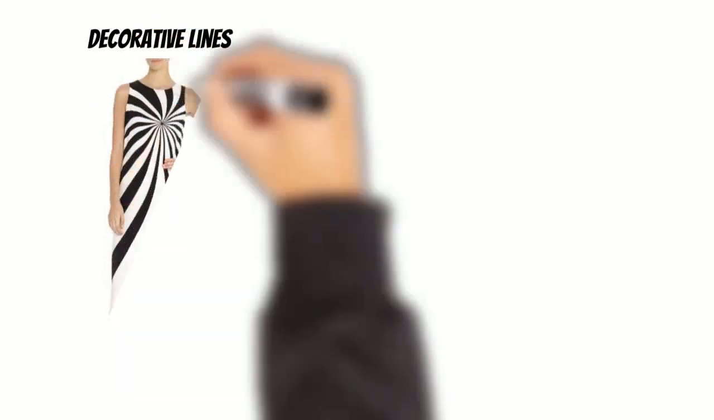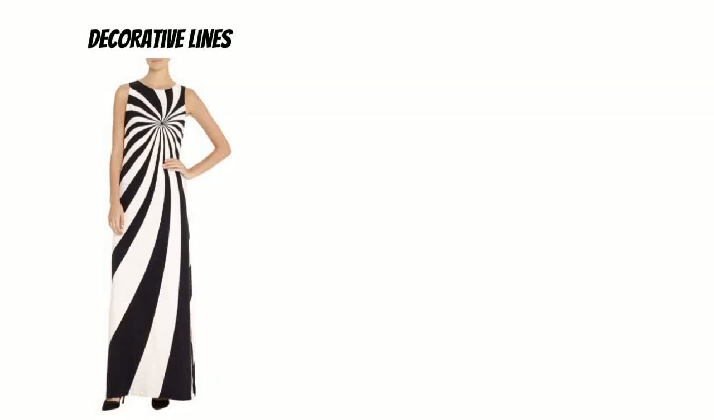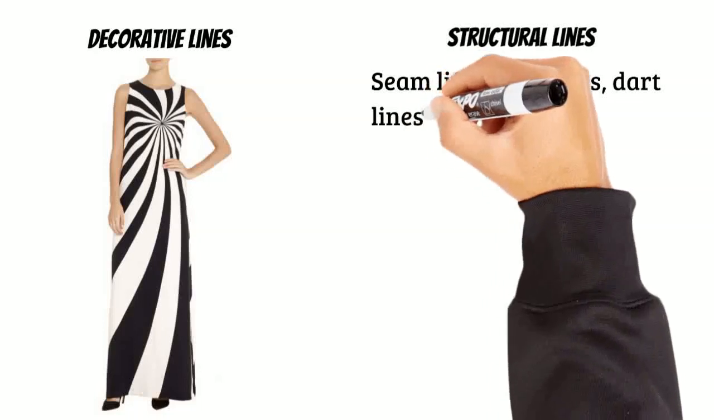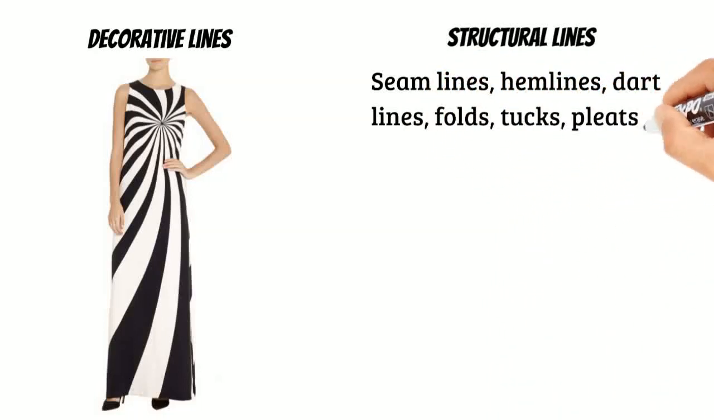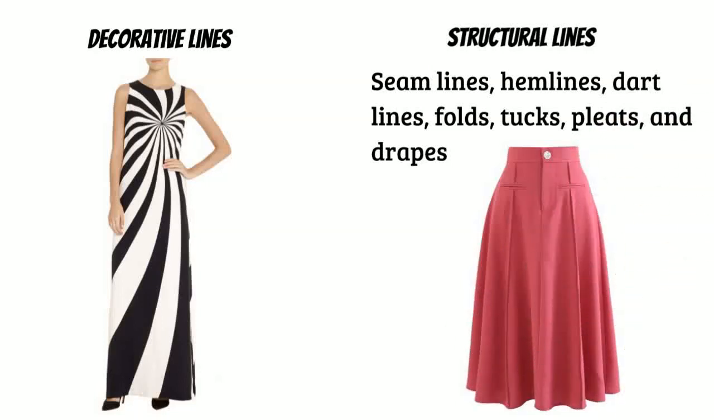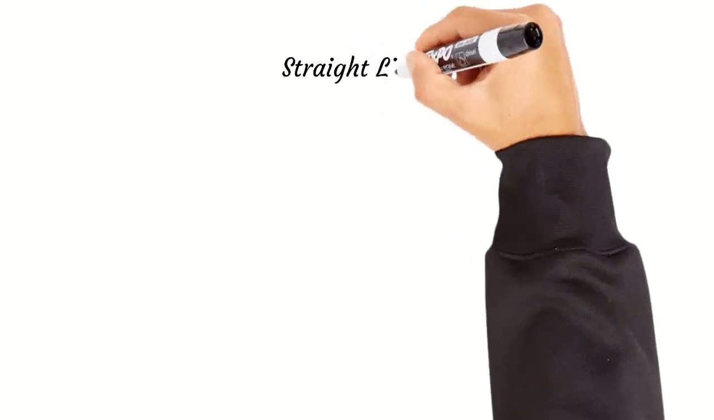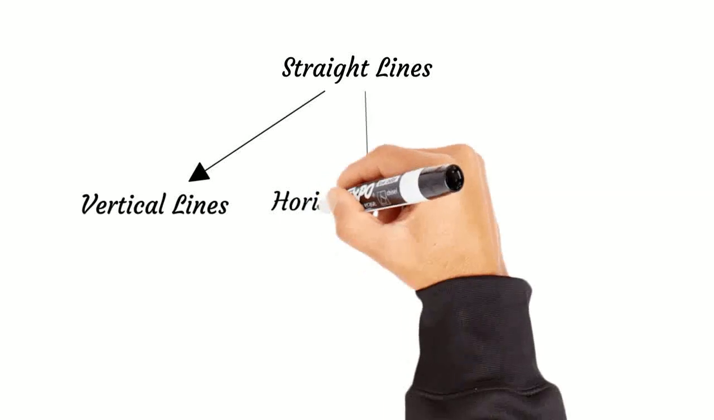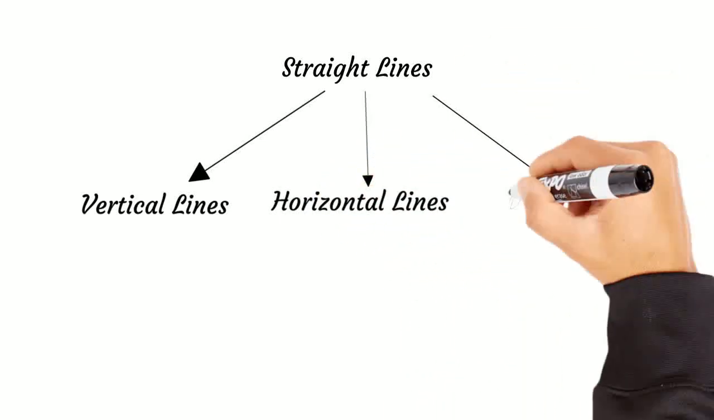Lines can also be categorized based on their functions. Decorative lines refer to the print lines used for aesthetic purposes. On the other hand, structural lines include seam lines, hem lines, dart lines, folds, tucks, pleats, and drapes. The straight lines can further be divided into vertical lines, horizontal lines, and the diagonal lines.